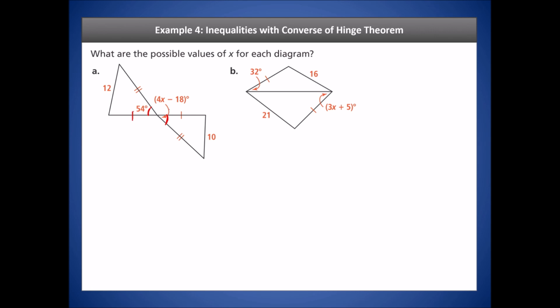Well, we know that we have two pairs of congruent sides, so we can definitely use the Hinge theorem here. You're going to compare the opposite sides. You're going to compare this 10 here to this 12. Clearly 12 is bigger than 10, and therefore the 54 degrees is going to be larger than the 4x minus 18. So the 4x minus 18 has to be less than the 54 because this side is smaller.